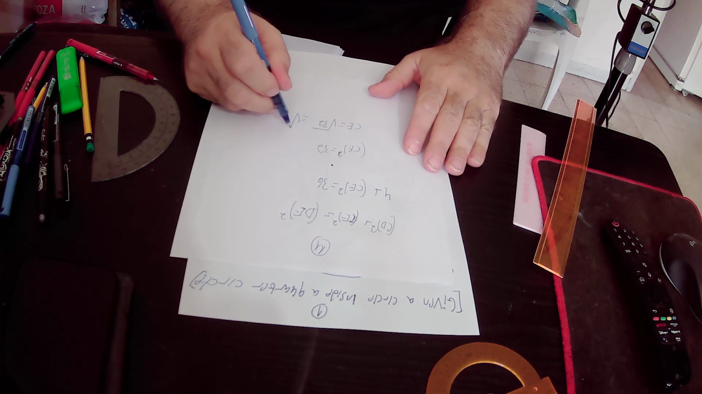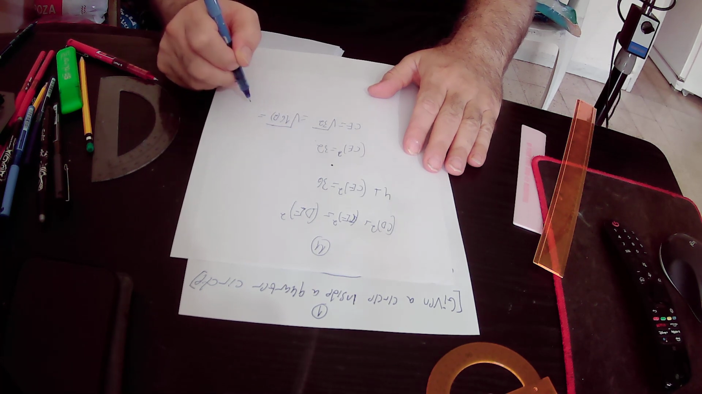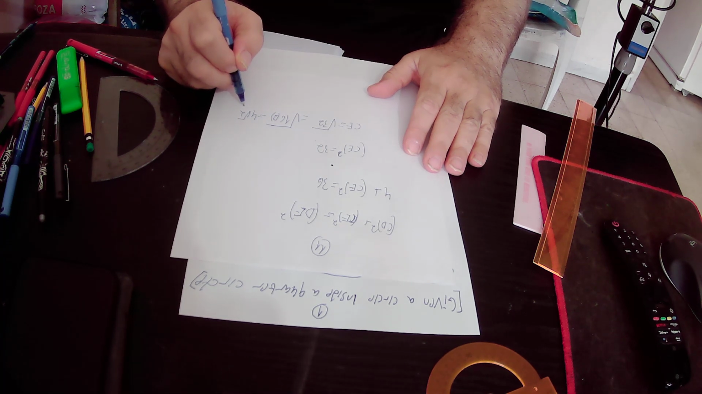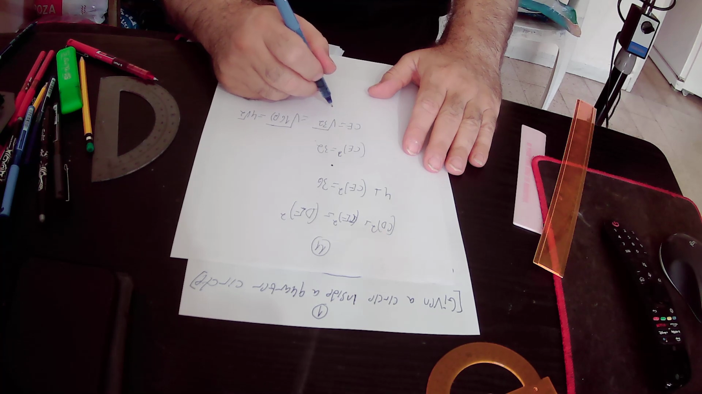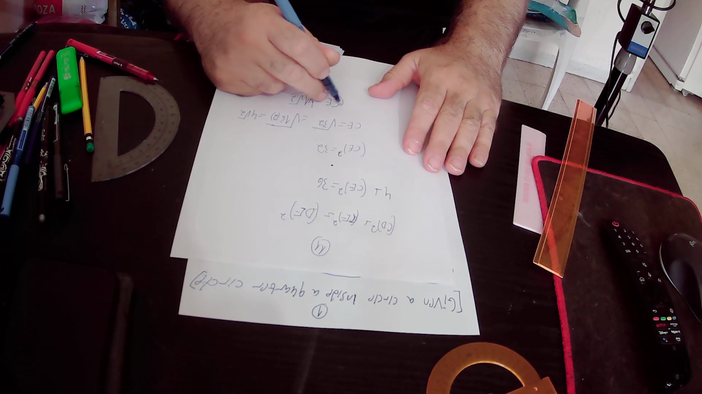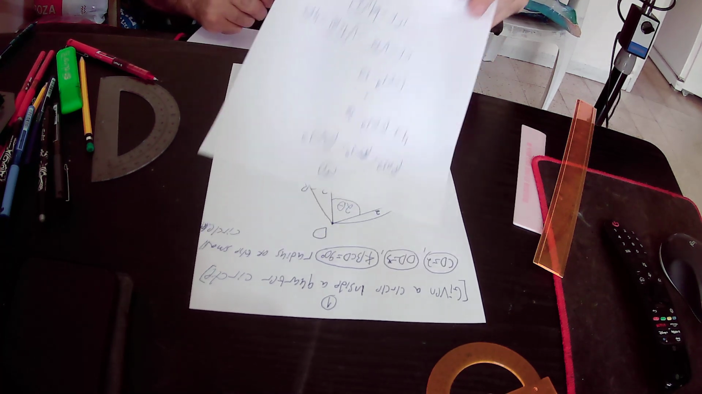But 32 equals 16 times 2, and the root of 16 is 4. So we found out that the value of CE is 4 times root 2 units. CE equals 4 times root 2 units.